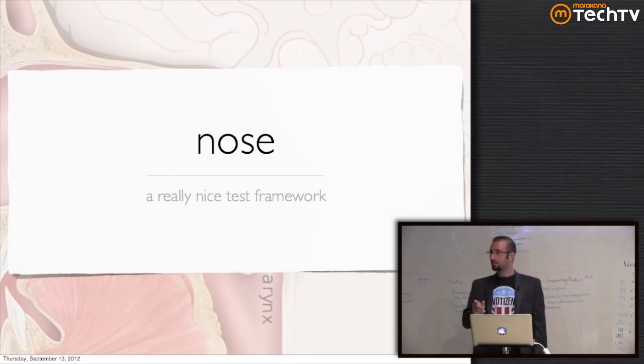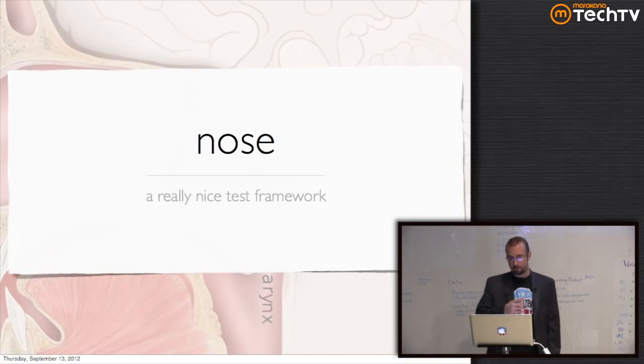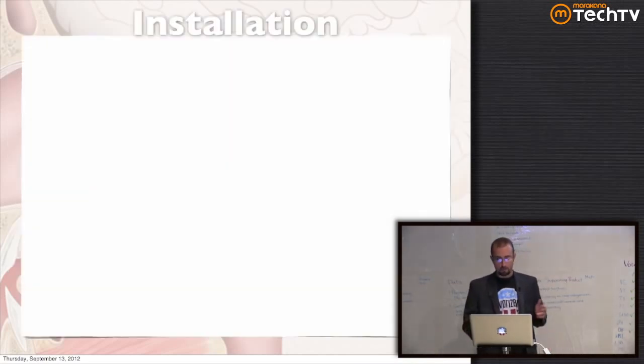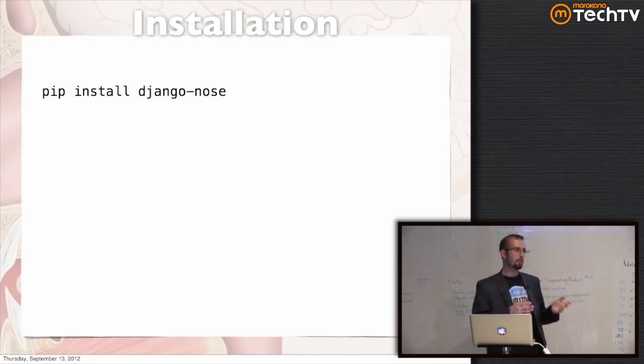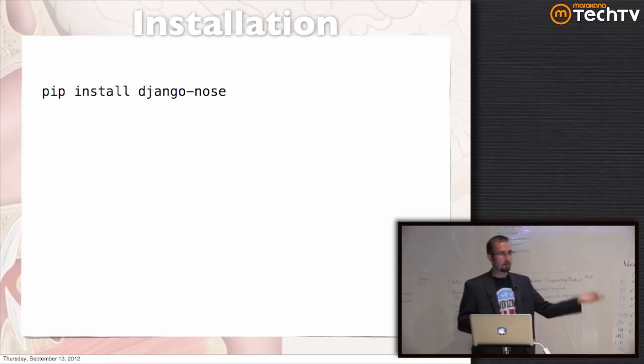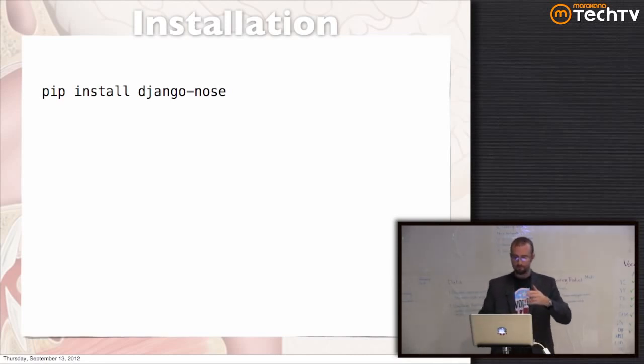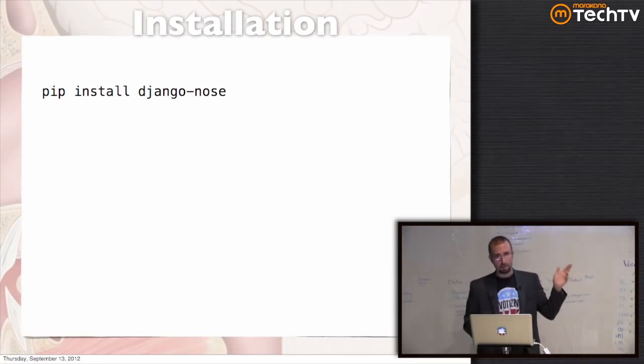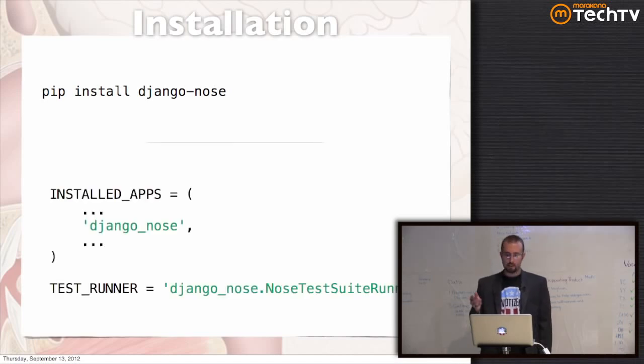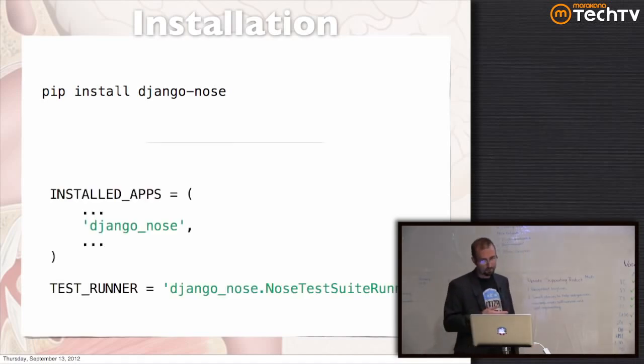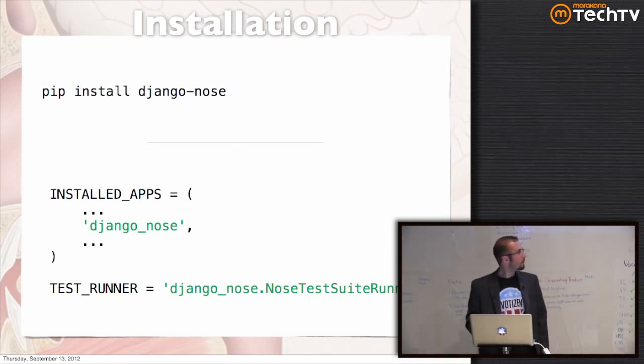Before we dig too deep into its capabilities, here's how you install it. You just pip install Django Nose, which is a shim that implements a Django test runner, and then just calls out to Nose and invokes that from there. Nose itself is a requirement of Django Nose, so that just gets pulled down automatically. You don't have to install that explicitly. And then all that's left to do is set up your settings. Just add Django Nose to your installed apps, and set the test runner to Django Nose's fancy little test runner.